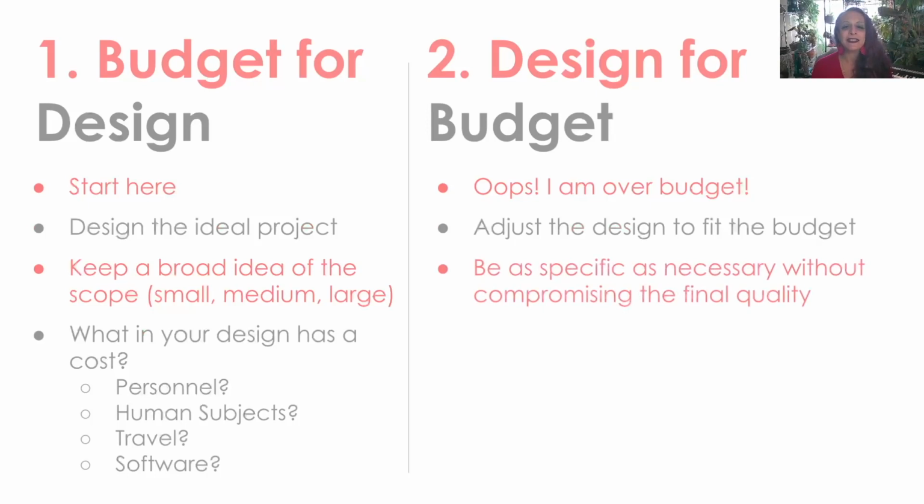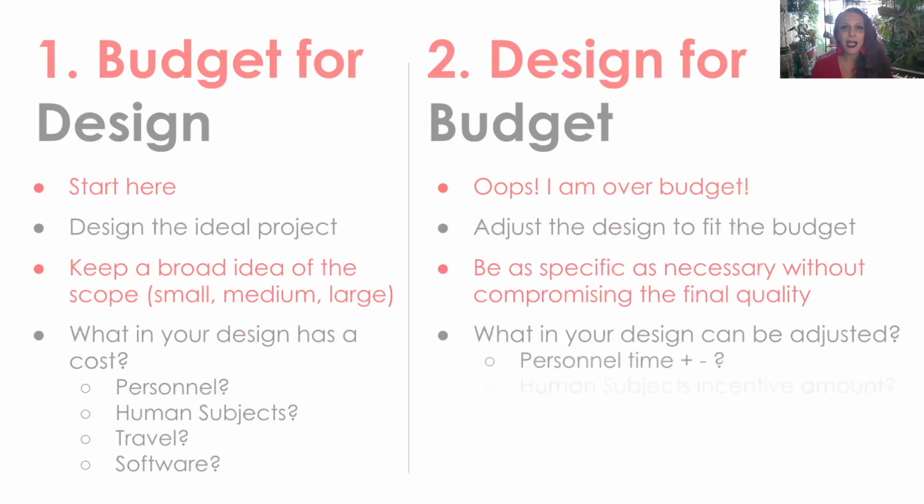So in the second stage, we can start being as specific as necessary, but again, without compromising the quality of the project. That's the ultimate goal. The ultimate goal is to really have the highest possible quality of the project, and thinking creatively around that in terms of budgeting. That's the process. And essentially, again, what in our design has a cost, but now what in our design can be adjusted. So we're looking at those costs and we're adjusting them.